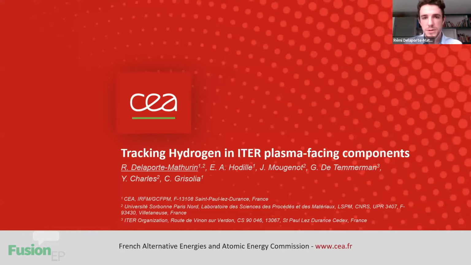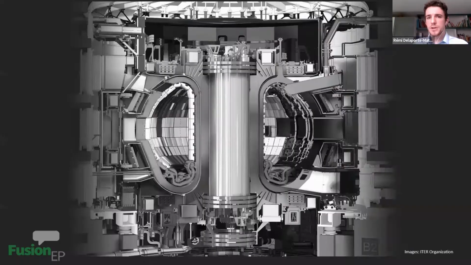Today we're going to talk about how to track hydrogen in ITER plasma-facing components. So you all know this big guy. This is ITER, and in ITER plasma we'll have deuterium, tritium, and helium. As you can see on that very precise sketch I drew here, most of the flux will be concentrated on this blue region, which is called the divertor. We're very concerned about tritium in these components in particular.